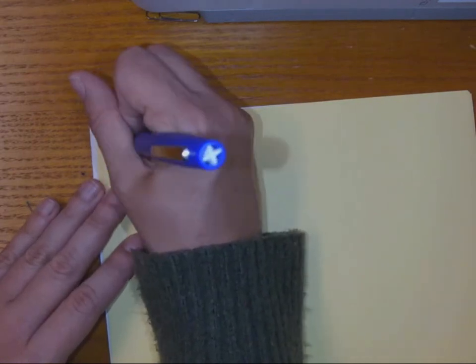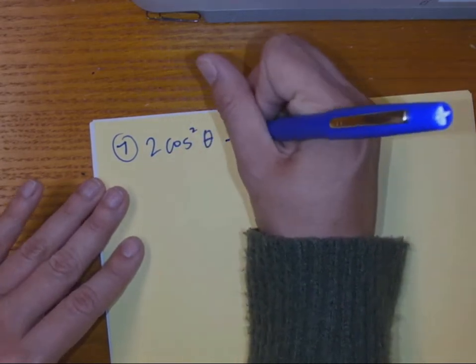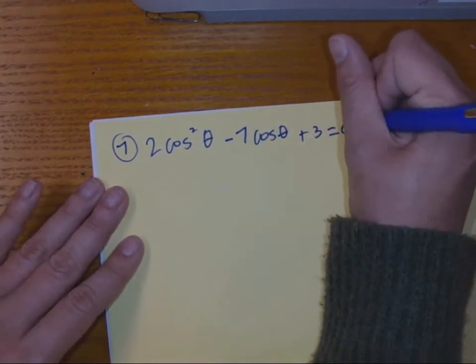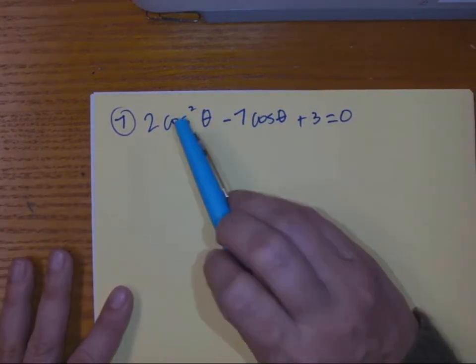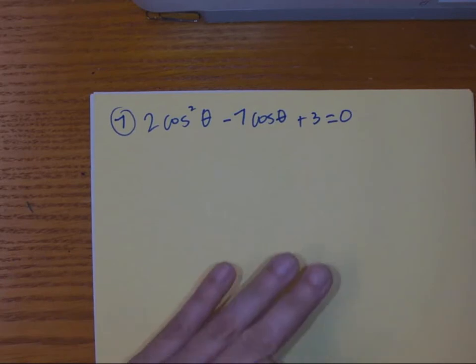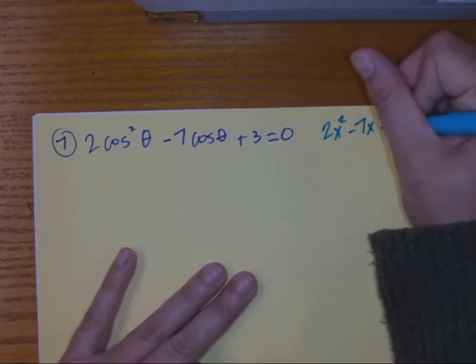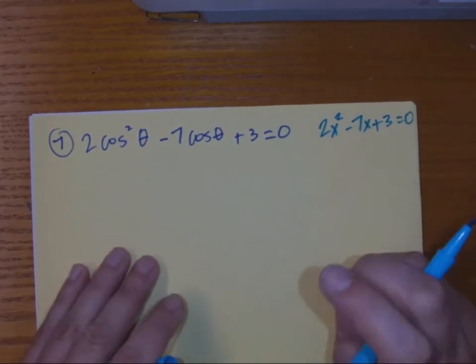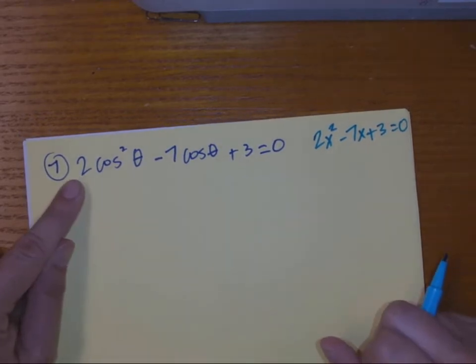If I had the problem 2 cosine squared theta minus 7 cosine theta plus 3 equals 0. Okay, so notice I have cosine squared, cosine, and just a constant. This is similar to the equation 2x squared minus 7x plus 3 equals 0. Think about how you would solve that. You could solve using the quadratic formula. Think how awful that would be. I'd encourage you not to do that.